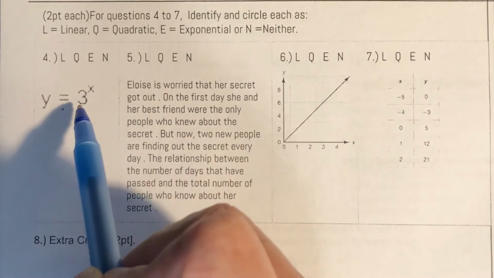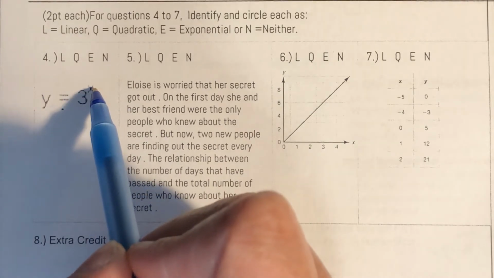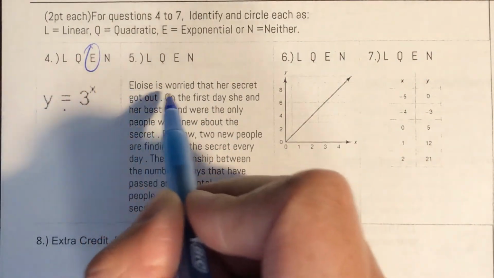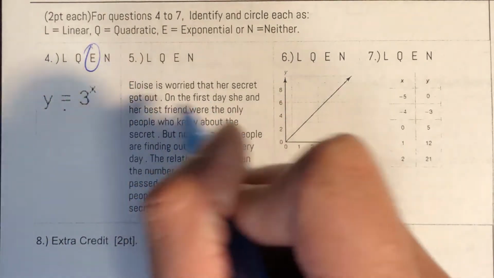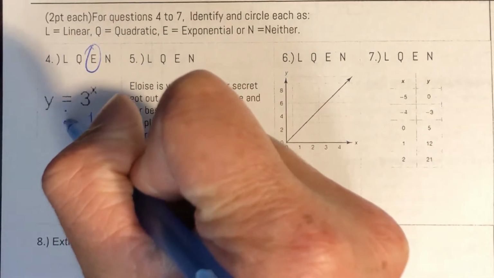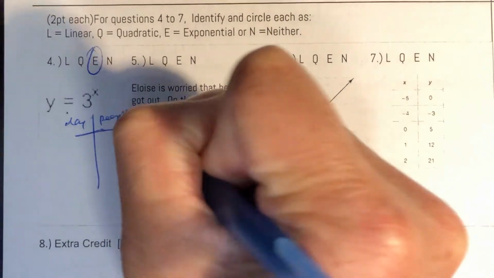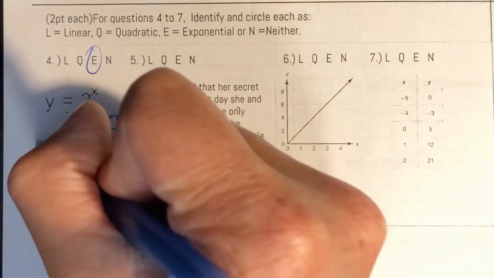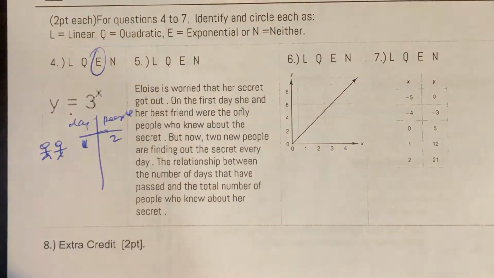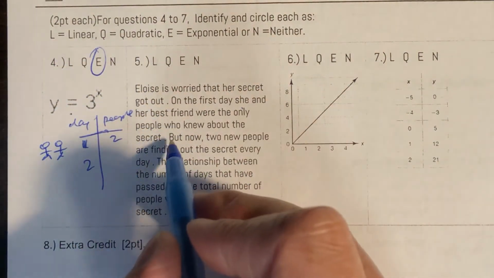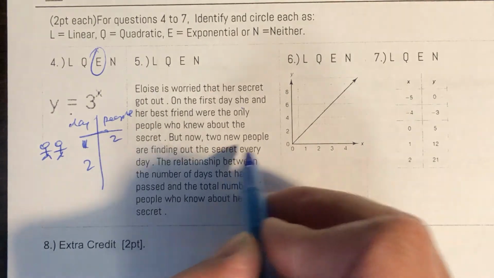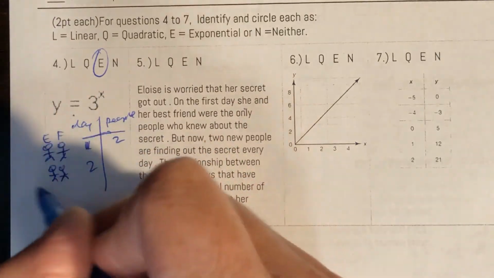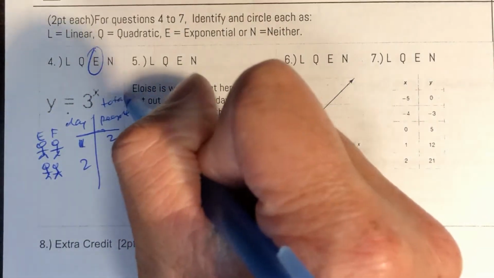Number 4, your base is a number and the exponent is a variable, so this would be exponential. Eloise is worried that her secret got out. So on day one, let's make a table here. Day number, people. Day number is 1. It's just Eloise and her friend, so that's 2 people. And then day 2, 2 new people are finding out the secret every day. So here's 2 more people. This is Eloise and her friend, and then these 2. So that gives you a total of 4.